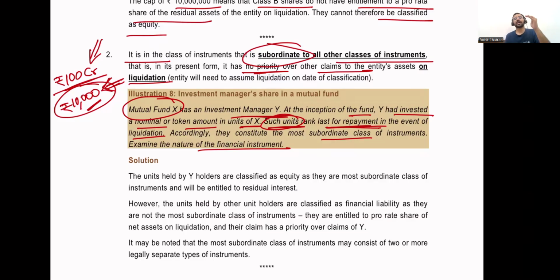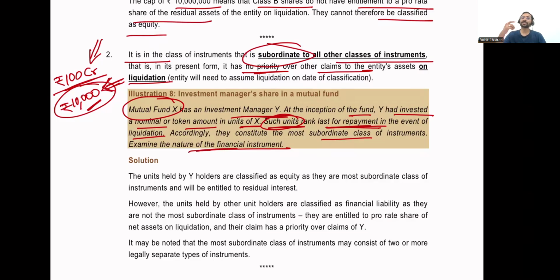Class A shares are probably going to receive money just before Class B. First we'll actually pay off all external creditors. After that, we are going to repay money to Class A unit holders. Class A meaning the outside unit holders, and the units that are held by investment manager Y, which is Class B, will receive money last in liquidation. Now the question is to examine the nature of the financial instrument.